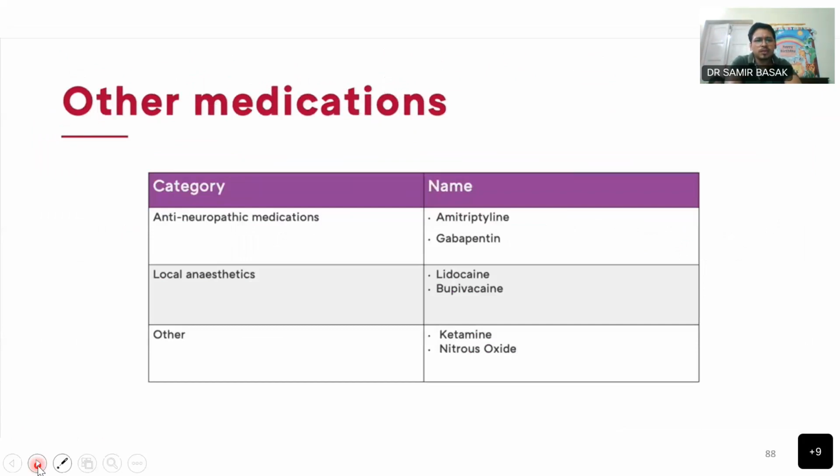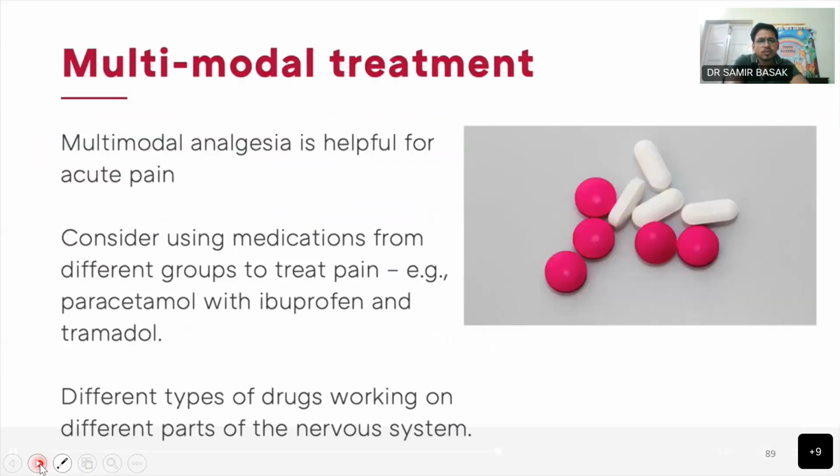So anti-neuropathic medication like amitriptyline, gabapentin is there. Also local anesthetic is there, and also ketamine and nitrous oxide. Other co-analgesics. We should go for multimodal treatment for acute pain, and different analgesics by different routes should be applied.